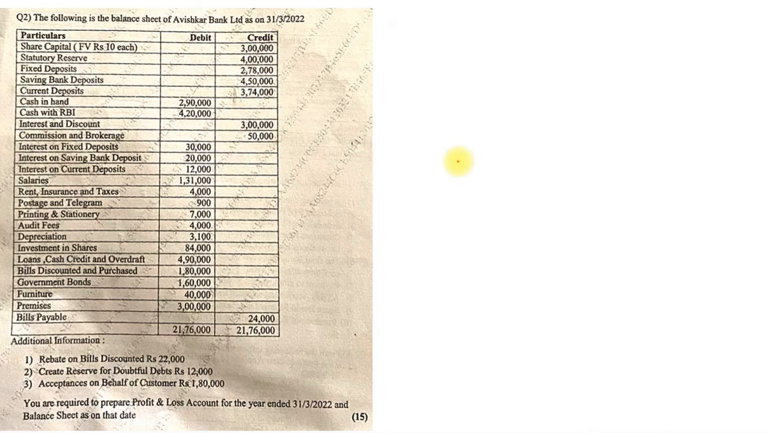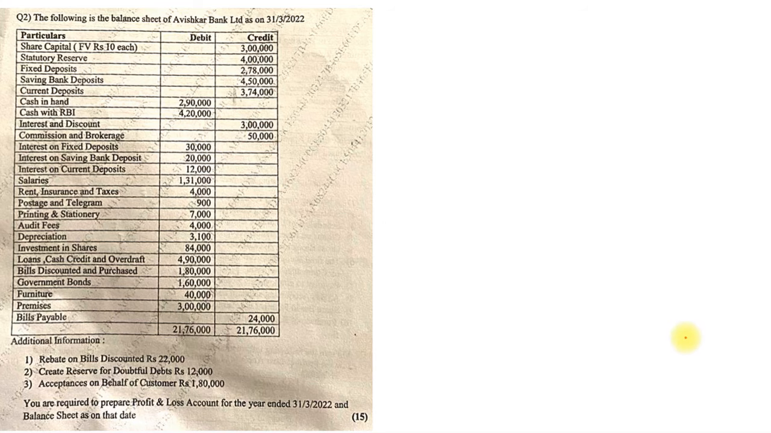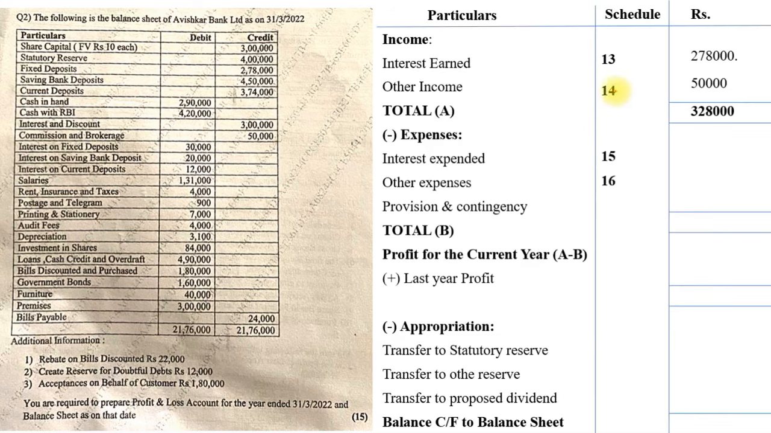So schedule number 14, I'll write commission and brokerage 50,000, and that is my total because there's only one other income which is given to us. So we take it in the format, schedule 14, 50,000. So 2,78,000 plus 50,000 is 3,28,000. That's my total income.